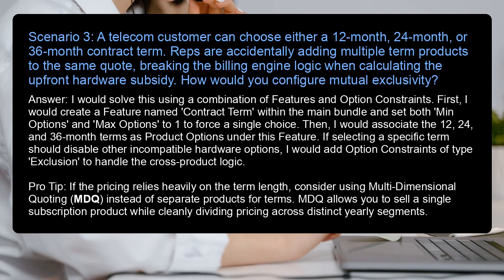Then, I would associate the 12, 24, and 36-month terms as product options under this feature. If selecting a specific term should disable other incompatible hardware options, I would add option constraints of type exclusion to handle the cross-product logic. Pro tip: if the pricing relies heavily on the term length, consider using multi-dimensional quoting (MDQ) instead of separate products for terms. MDQ allows you to sell a single subscription product while cleanly dividing pricing across distinct yearly segments.